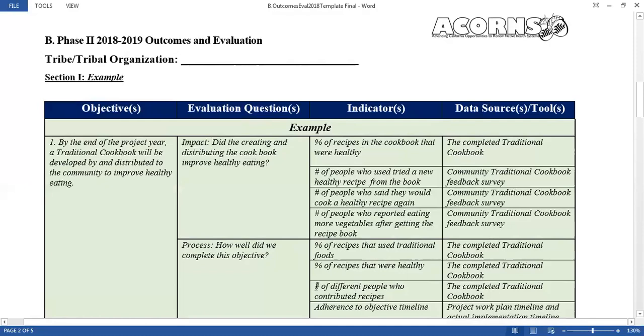The next one is the number of different people who contributed recipes. So in our objective, we wrote that we want a traditional cookbook that will be developed by and distributed to the community. So we want this to be a community cookbook. We want the community to be involved, to have participation, to share their recipes, and be able to share that with the rest of the community. So maybe one way to know whether or not we got a lot of input or buy-in was the number of different people who contributed recipes. If there's only two people contributing recipes to the community cookbook, it's not so much a community cookbook, it's more of a cookbook by those two folks.